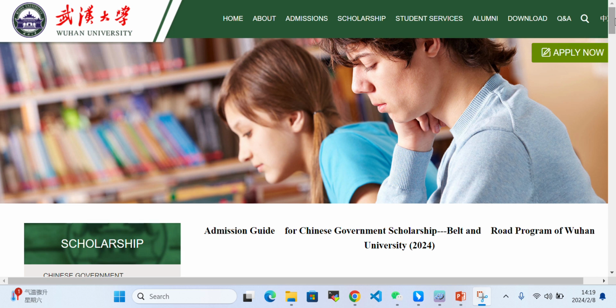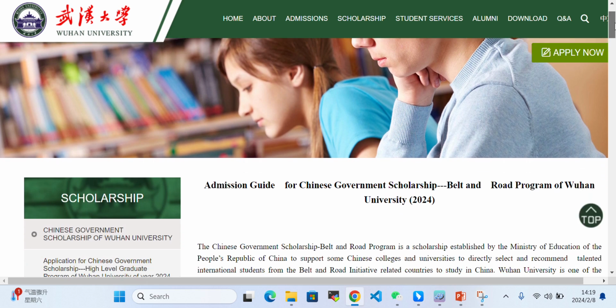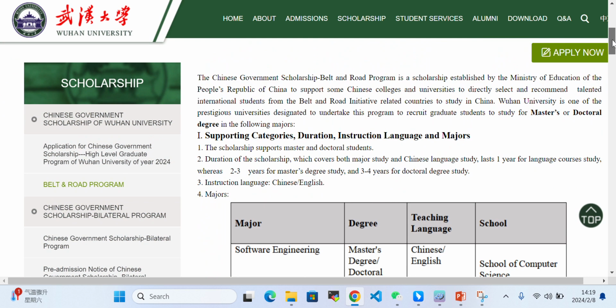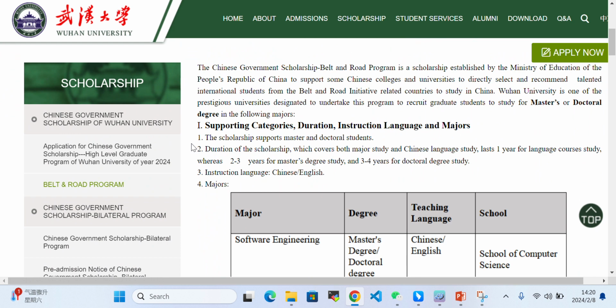Here we will discuss the admission guide for Chinese government scholarship. The Chinese government scholarship is a scholarship established by the Ministry of Education of the People's Republic of China to support some Chinese universities to directly select and recommend talented international students from Belt and Road Initiative related countries to study in China.